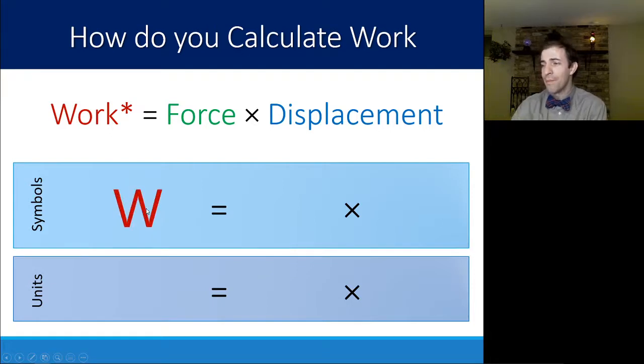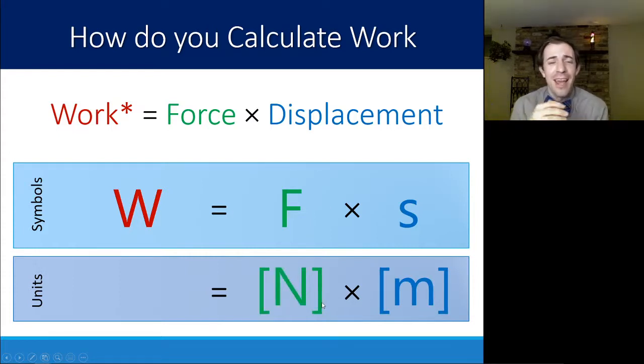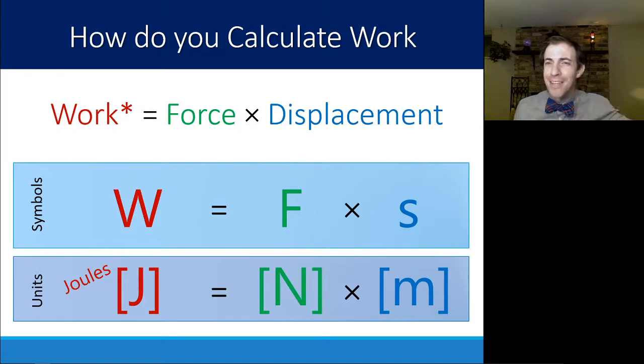Well, work is going to be represented with the symbol capital W, and that is equal to the force, capital F, times the displacement. You may remember from our SUVAT days, displacement is represented in IB as a lowercase s. Well, displacement is measured in units of meters. Force, as always, is measured in units of newtons. And the work has its own unit that actually matches our unit for energy. The work is measured in joules. This is really important because of that definition we were talking about earlier, where work is a way of adding or removing energy from a system. If it's going to add or remove energy, it better be doing so in the same units as what we're calculating our energy in.